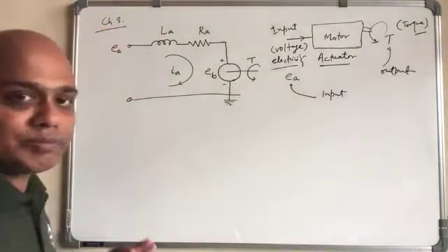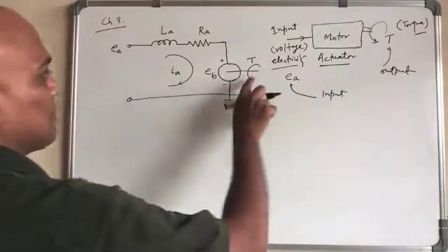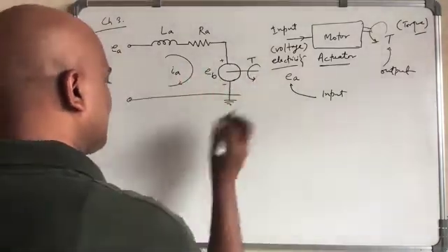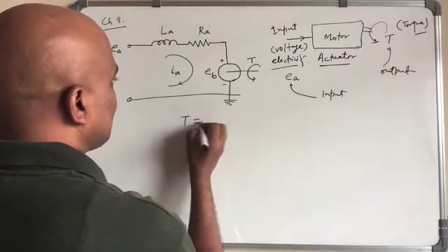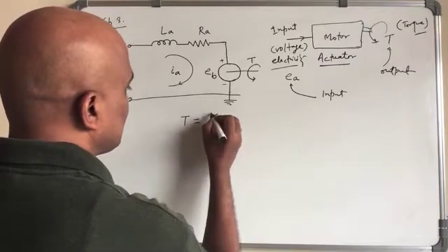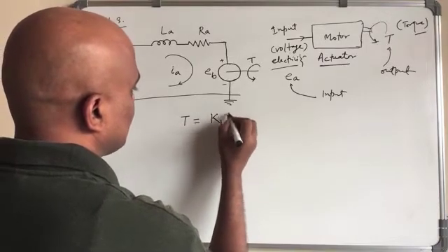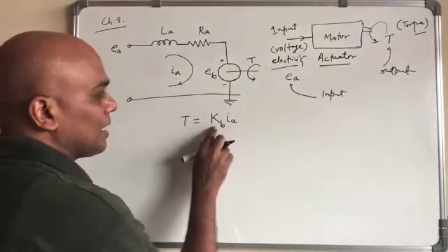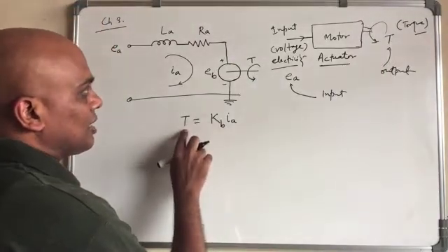Now, how is torque related? Torque relates to IA only. So T is equal to KB times IA. This is a constant that relates the torque.